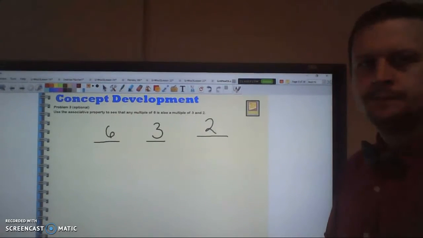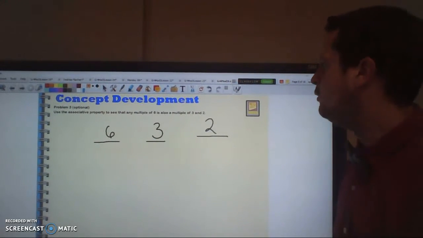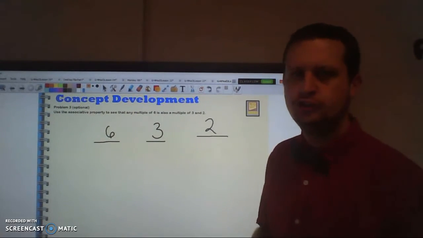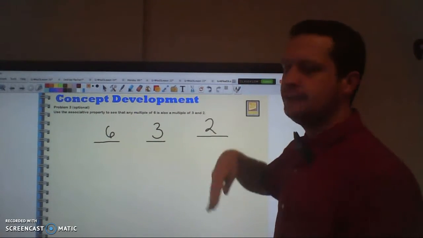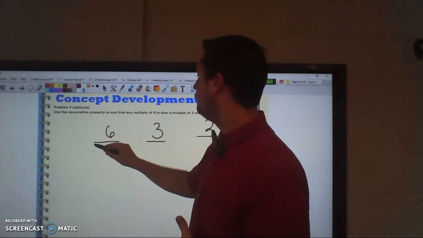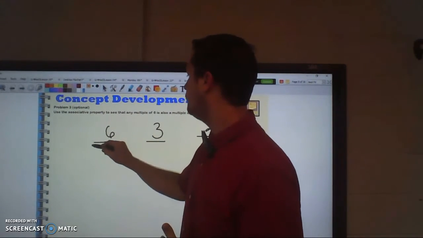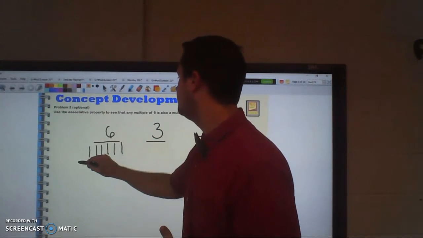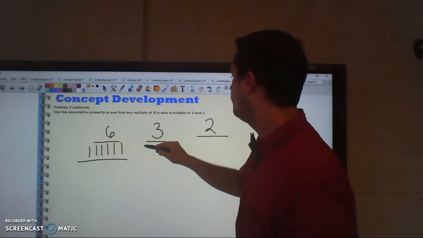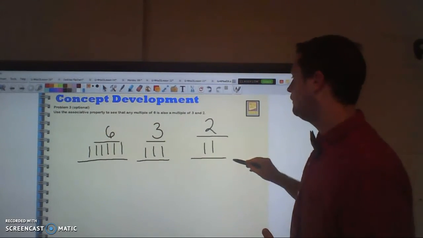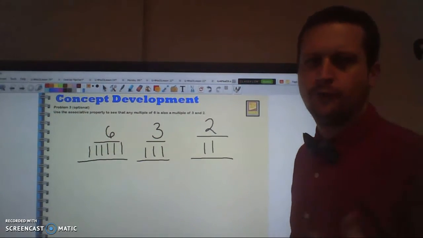Okay? All right, on this question, it wants us to find a multiple of 6 that is also a multiple of 3 and 2. So I'm going to go ahead and put up my tally marks. Actually, I'm going to put them below. So I'm going to put 6 tally marks. 1, 2, 3, 4, 5, 6. We'll put 3 here. 1, 2, 3. And 2 here. 1, 2. Okay? So now, what's my first multiple of 6?